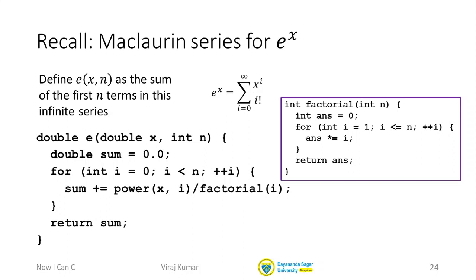So do you think that this is correct? I wouldn't have asked that question unless there is something fishy here. So why don't you pause this video and see if you can find the bug in this little factorial function that I've written.